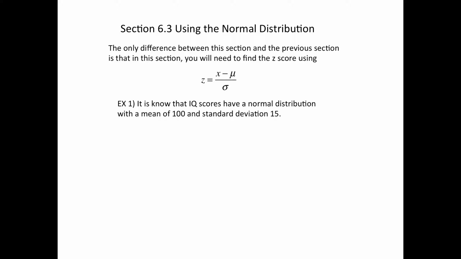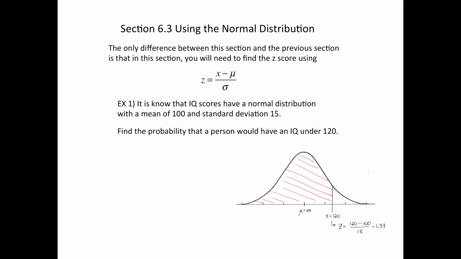We'll be using table A2 again to calculate probabilities. The only difference between this section and the last is that we're going to be calculating our own z-values given a mean and a standard deviation. For example, IQ scores have a normal distribution. The mu is 100, sigma equals 15. Now find the probability a person is going to have an IQ under 120.